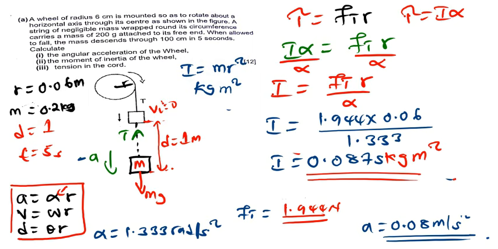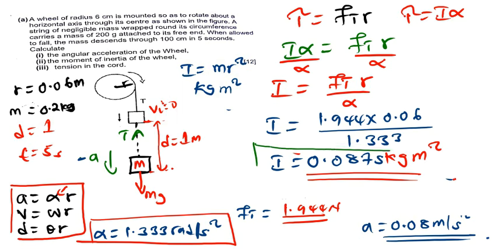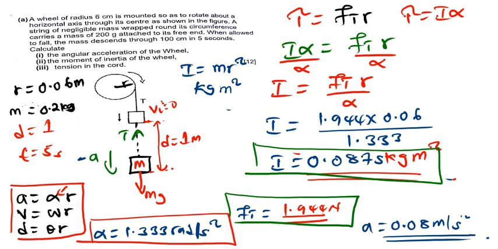Now I can see that part A is asking about angular acceleration. So the angular acceleration is this one. Part B is asking about the moment of inertia. So the moment of inertia is this one. Part C is asking about the tension in the cord. The tension in the cord is this one. So this is important. We have to know this. We need to know the relationship between the rotational inertia and the torque. And it's going to help us to solve a lot of questions.